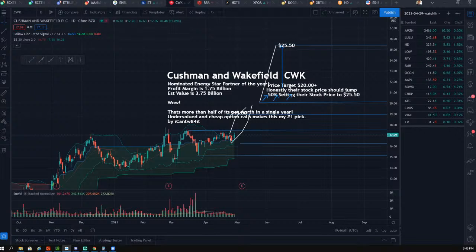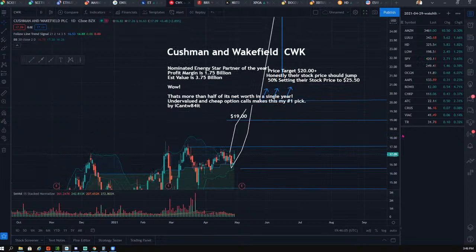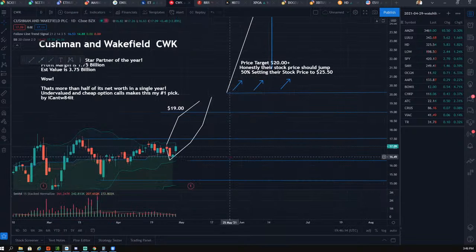Let's see how hard they can push it. All right, so Cushman and Wakefield took a little bit of a nosedive yesterday. It actually ran up pretty hard, then it took a nosedive the day before, and then yesterday it kind of tried to start to come back. And today it's pushing hard to get back up in there, and I like it. So it's staying inside of my little area here, which I'm not mad about.